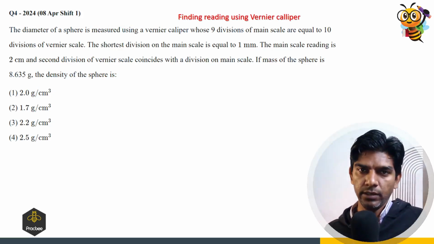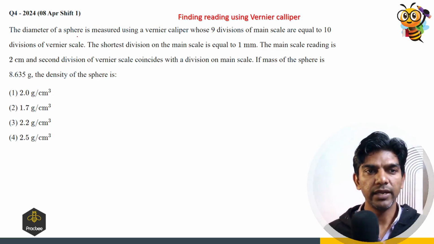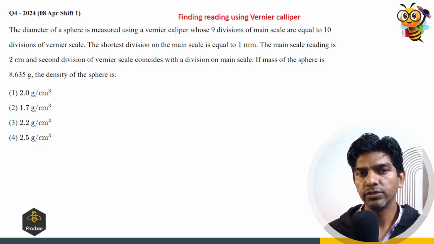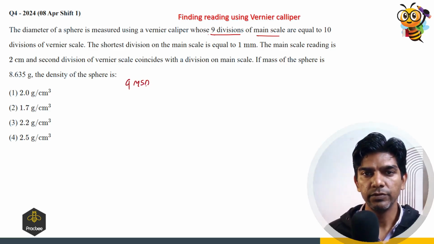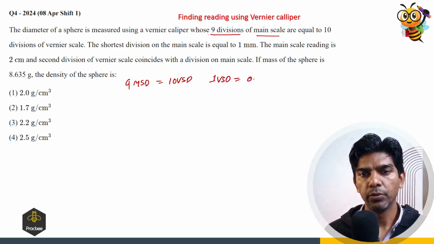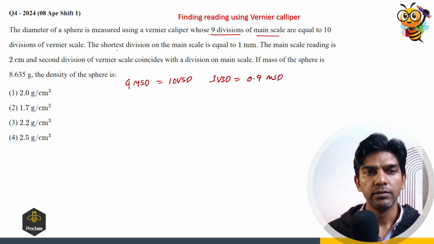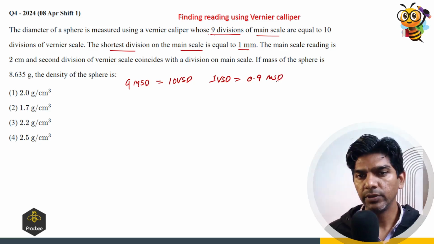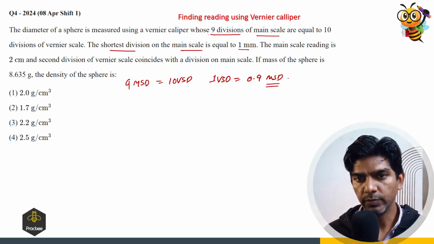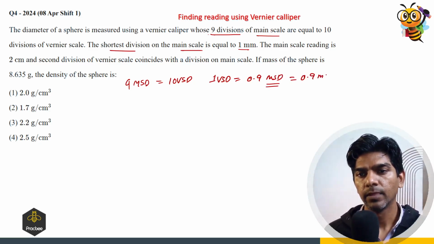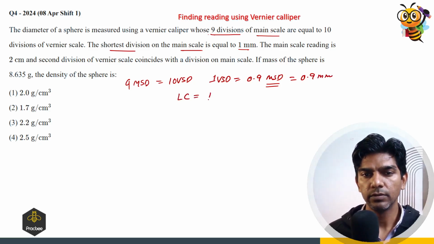Right, so now let us see this question based on the same problem type. The diameter of a sphere is measured using a Vernier caliper whose 9 divisions of main scale are equal to 10 divisions on the Vernier scale. So 9 main scale divisions equal 10 Vernier scale divisions. So 1 Vernier scale division is 0.9 times main scale division. The shortest division on the main scale is 1 millimeter. It means 1 MSD is 1 millimeter. So that will be 0.9 millimeter. So we can find the least count. So 1 main scale division minus 1 Vernier scale division will be 0.1 millimeter.